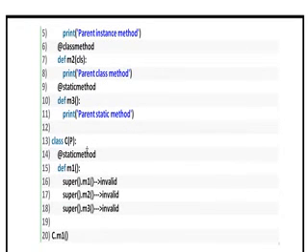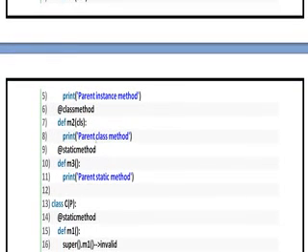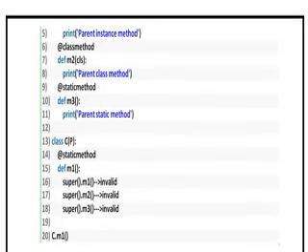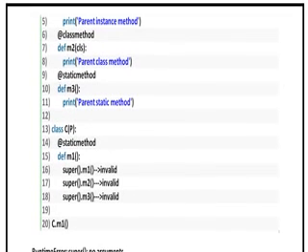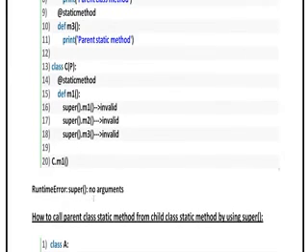Next, class C of P. I am defining some methods like super.M1, which means whatever I have written in M1, parent instant method. Next, M2, parent class method. M3, parent static method. So whatever things you have defined, those values are going to get printed.